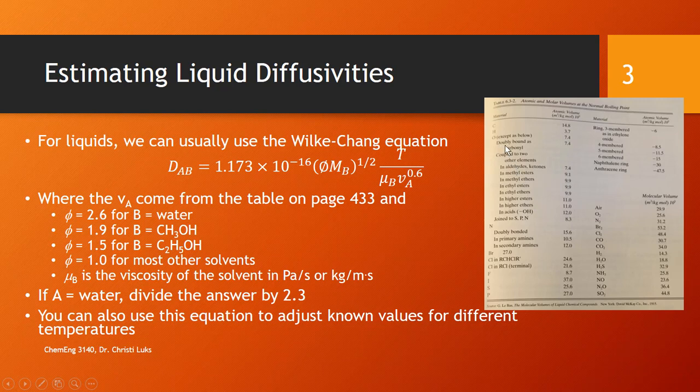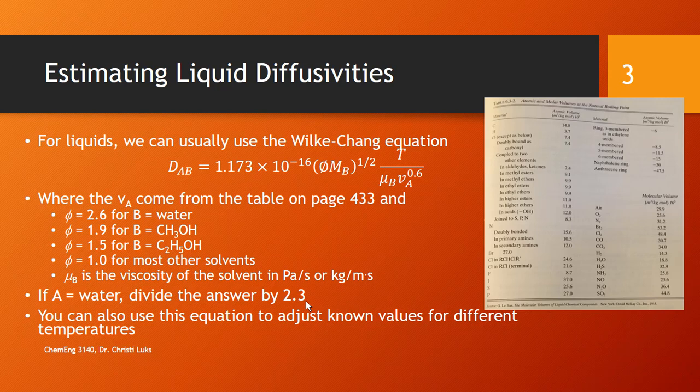So your oxygen, it depends on exactly how it's attached. Okay, so if it's in a methyl ester, it's 9.1, or a methyl ether, it's 9.9. And so you need to look at your molecular formula in terms of functional groups. Now there's one last little weirdness. If A, the solute, is water, whatever answer you get, you're going to divide that by 2.3.